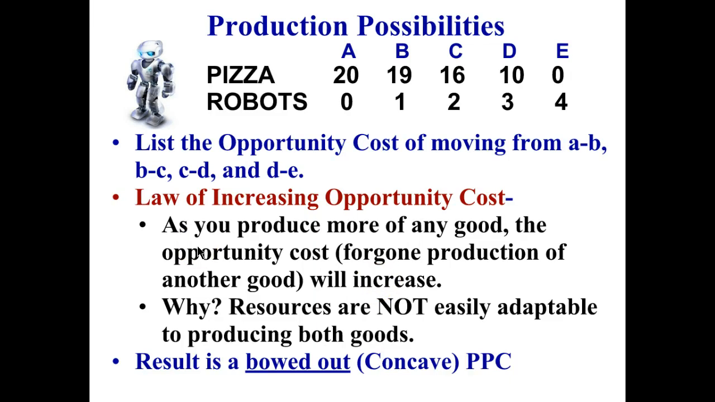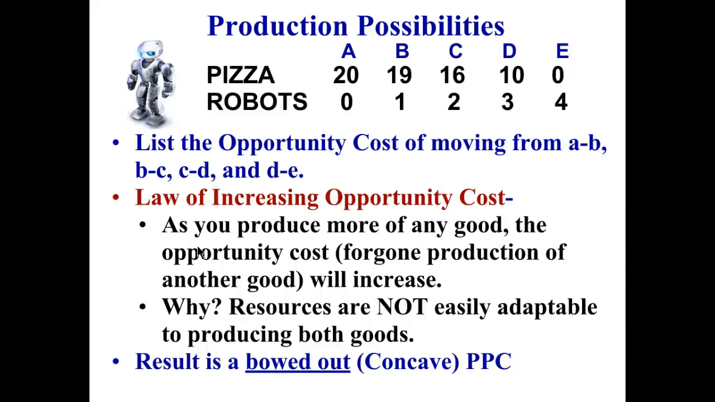Now hopefully you noticed that the opportunity cost was actually not constant in this example. In fact, it was increasing. So each time you moved from A to B, B to C, C to D, D to E, you noticed that you were giving up more and more pizzas in order to make robots. Now that's called the law of increasing opportunity cost. So as you make more of one good, the opportunity cost will increase.